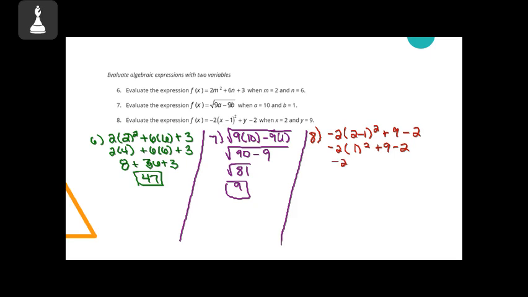Carry everything else down. So -2 times 1 plus 9 minus 2. So multiplication comes next. -2 times 1 is -2. I'm going to add 9 minus 2. -2 plus 9 is 7. And then 7 minus 2 is 5.